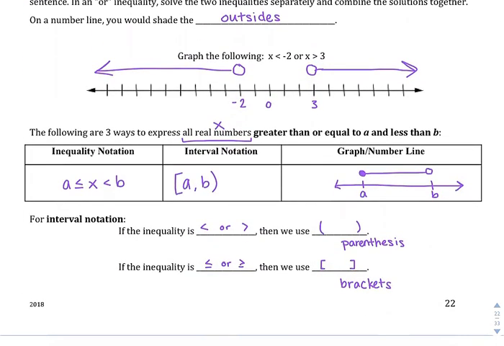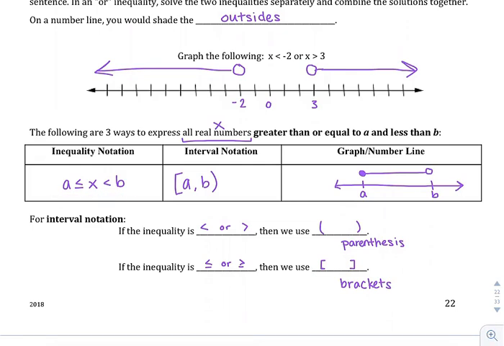So when we do interval notation, that's just a different way of writing the solution. If you look here, it says the following are three ways to express all real numbers greater than or equal to a and less than b. So x is just some number, and a and b are like the solution restrictions. Greater than or equal to a, that's this part here, and less than b, that's this part here.